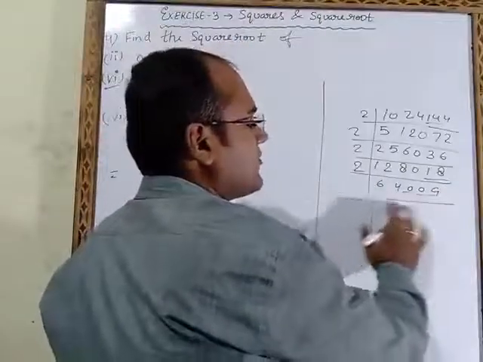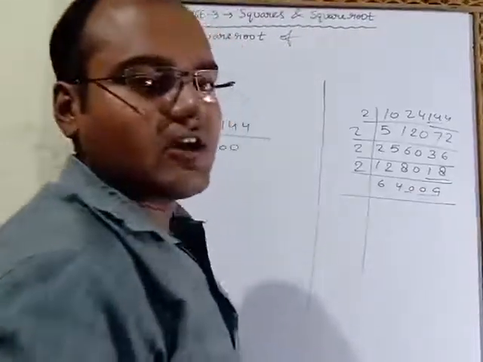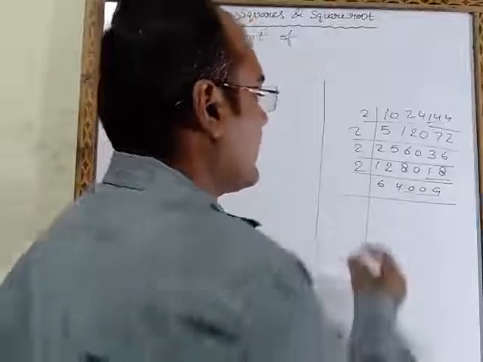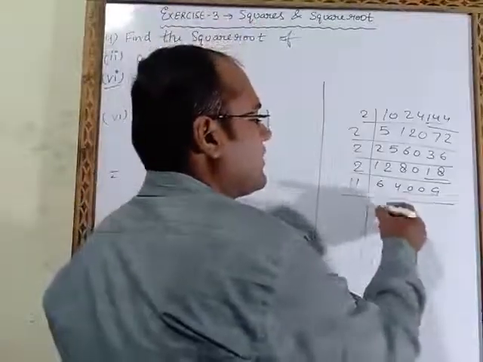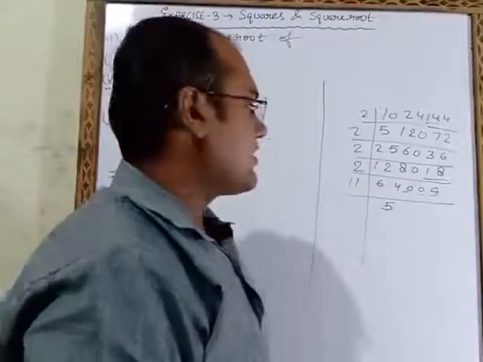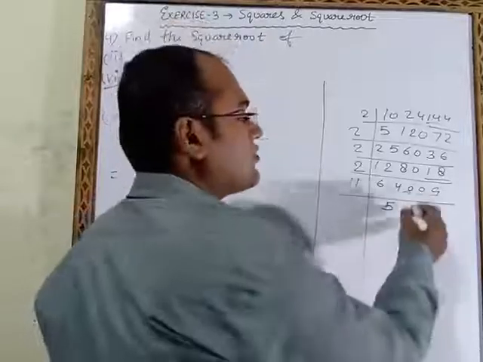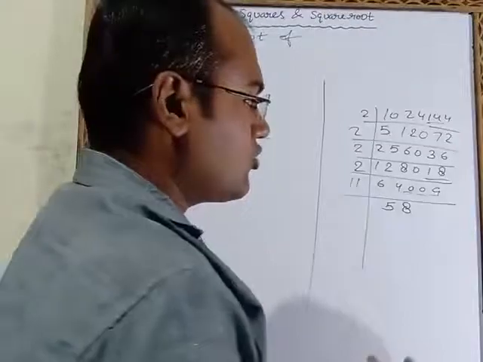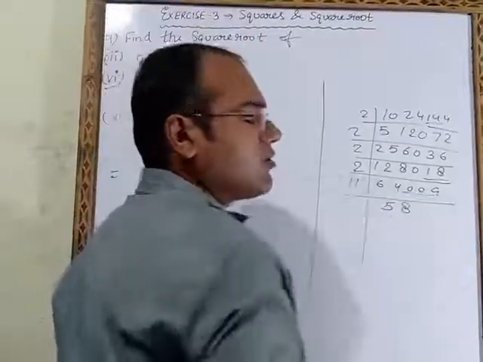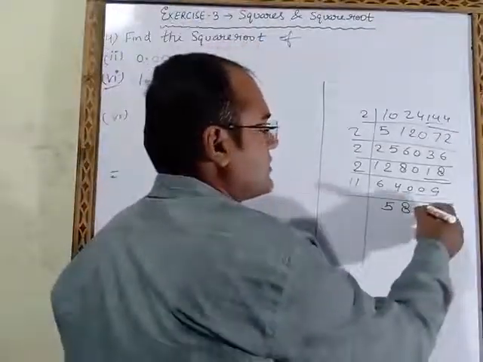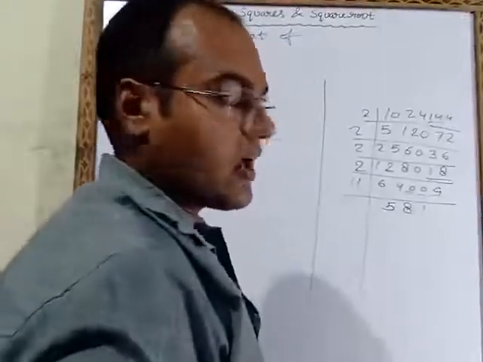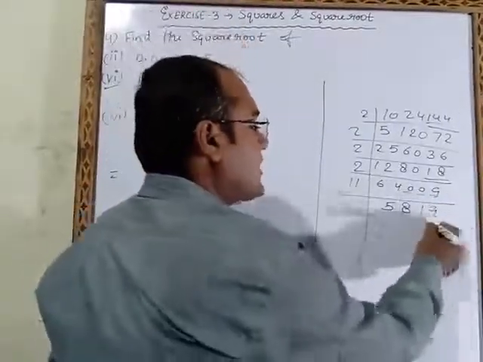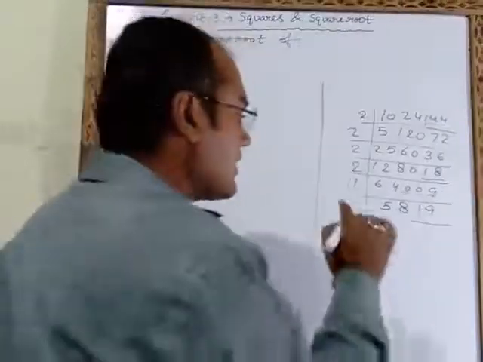So we will try some other prime number. After 7, which prime number is coming? 11. So we will try with 11. 11 5s are 55. Remainder 9. 9 and 0 will be 90. 11 8s are 88. Remainder 2. 2 and 0 is 20. 11 1s are 11. Remainder 9. That 9 with 9 will become 99. 11 9s are 99. Again we will divide by 11.